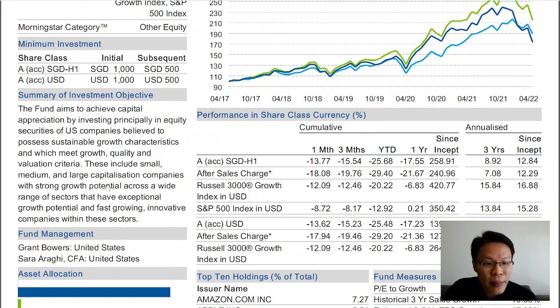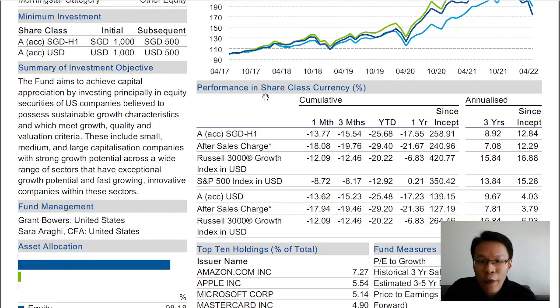They include small, medium and large cap companies with strong growth potential across a wide range of sectors. They have exceptional growth potential and fast-growing innovative companies within these sectors. Okay, so this is the summary of the investment objective of the fund itself.